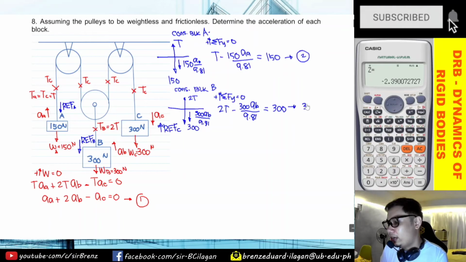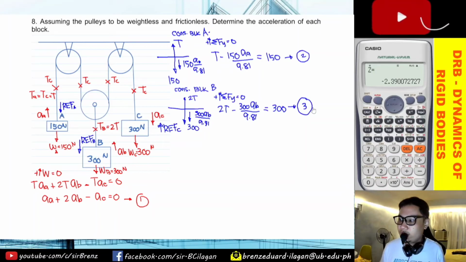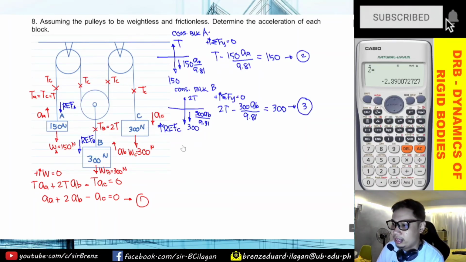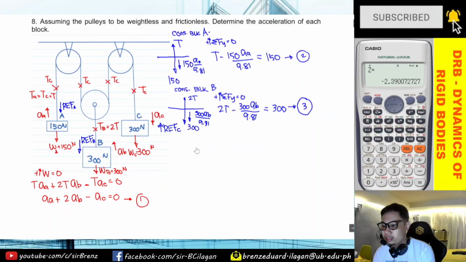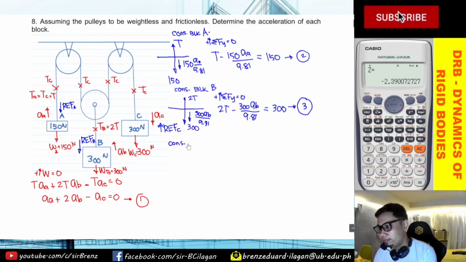Medyo marami palang ito, no? Kaso yun lang. So calculator nyo, hanggang 3 equation 3 unknown lang. So ang gagawin lang natin dito ay kailangan muna natin mag-eliminate ng isang equation. So nakikita ko dito, gamitin natin tong first equation mamaya, para mabuo tayo ng 3 equation 3 unknown. So next, considering block C.